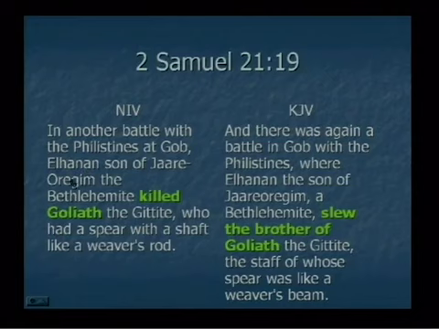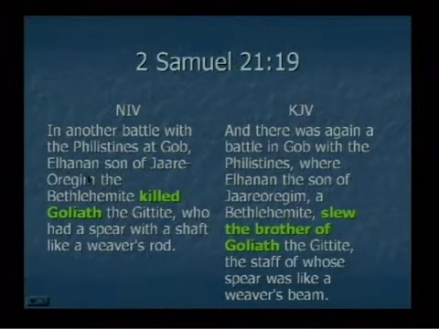Elhanan, son of Jaare-Oregim, King James: And there was again a battle in Gob with the Philistines where Elhanan, the son of, same one, a Bethlehemite, slew the brother of Goliath, the Gittite, the staff of whose spear was like a weaver's beam. Who did kill Goliath? Oh, so you prefer the King James Version over the other one? Over the NIV?